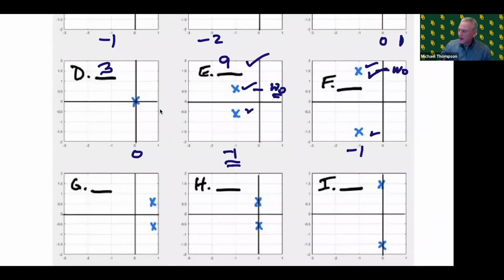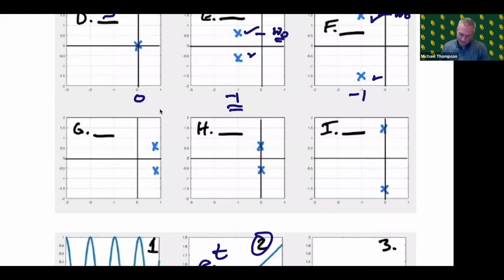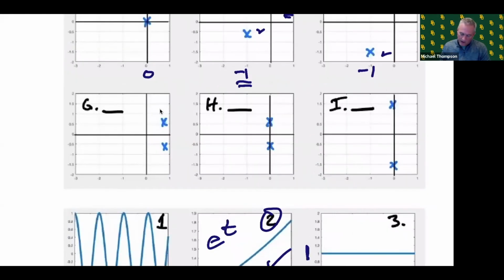All right, so you get the idea of what we're trying to do here. We're trying to get to where we can visualize what signals look like and get an idea of the speed of the signal. Does it decay fast? Does it oscillate fast? Looking at pole patterns, you can make that association. Okay, how about G? What are we thinking here?